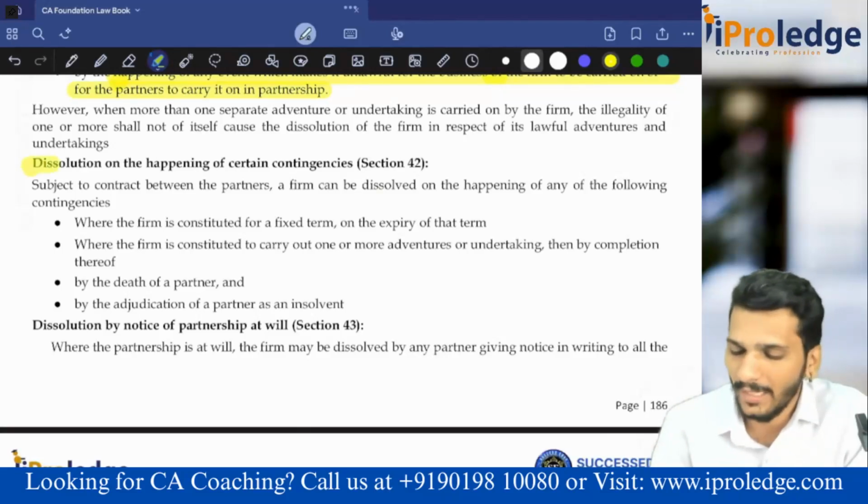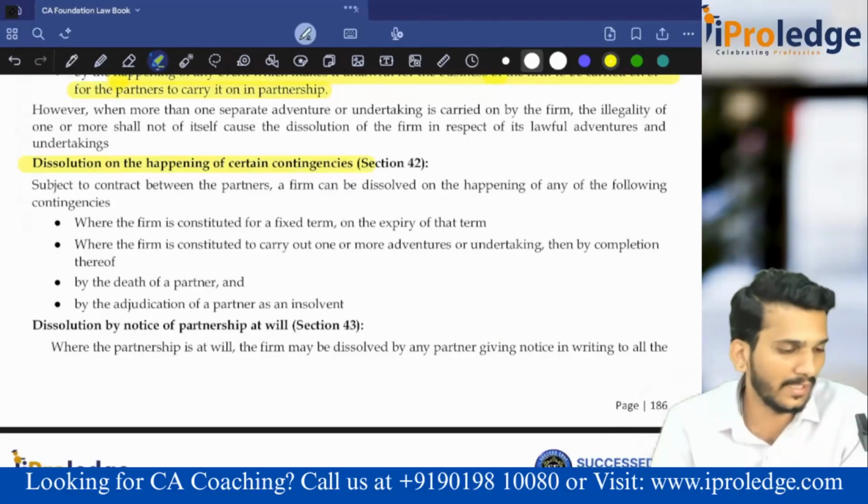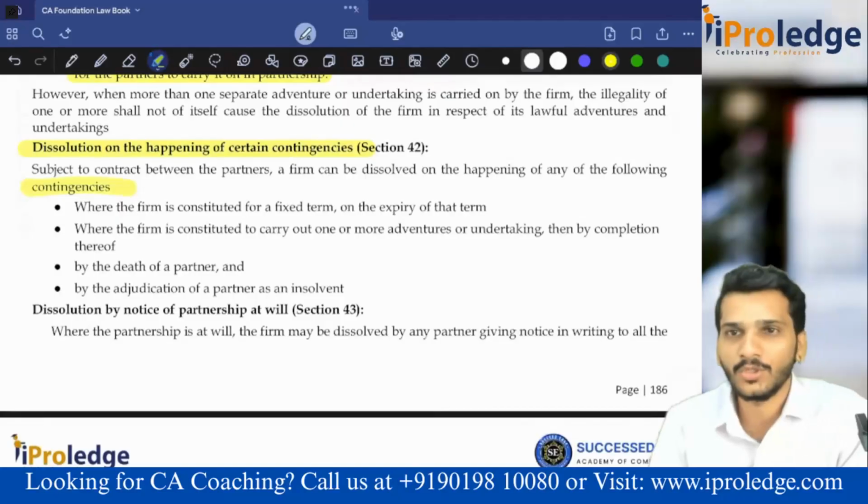Then dissolution on happening of certain contingencies. What is this dissolution on happening of certain contingencies? When these things happen, you know.